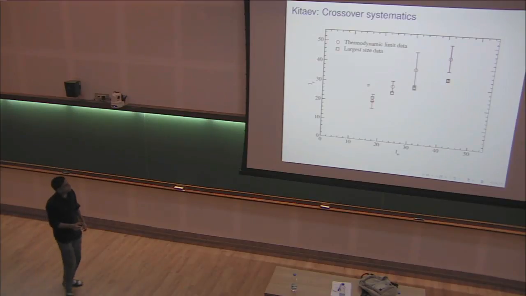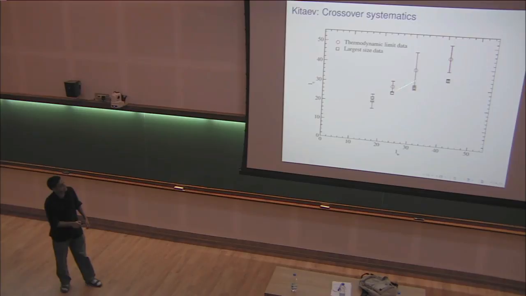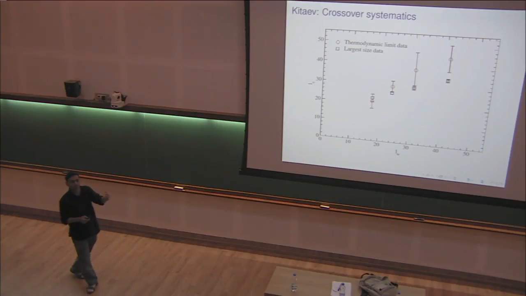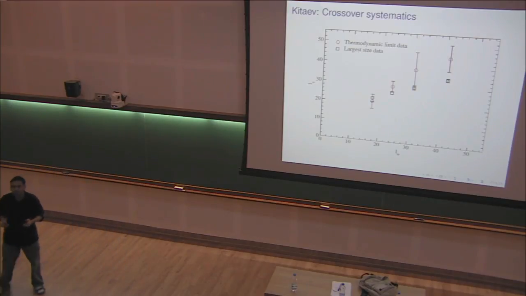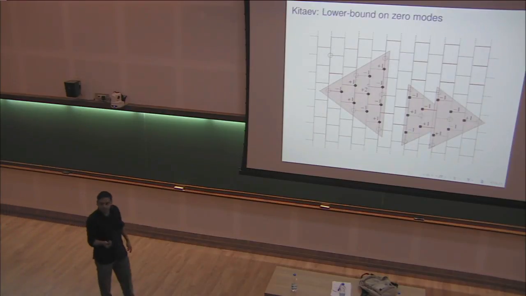And the other thing we note is that the crossover length scale very readily tracks the length scale that's defined by the density of zero modes. So somehow this crossover is controlled by the density of zero modes, and the zero modes are really crucial to this physics. And so let me tell you where they come from.